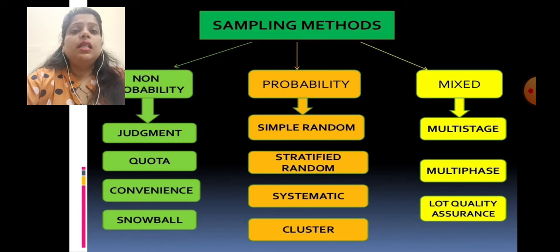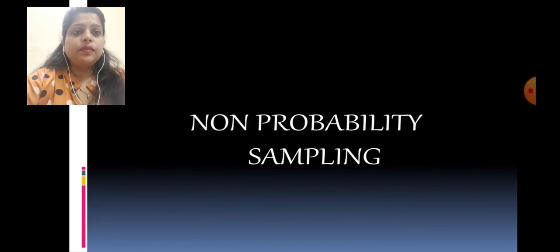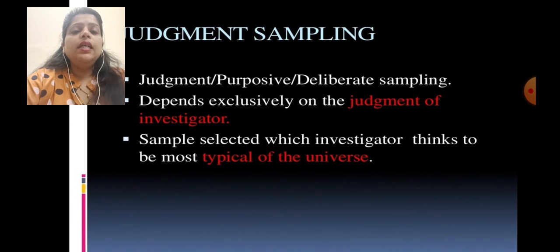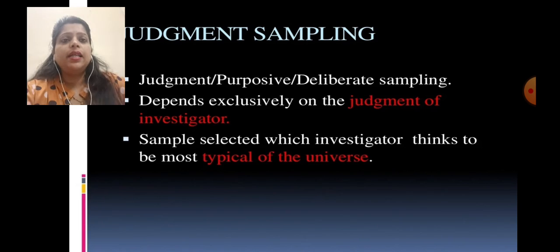Now dealing one by one with these. First comes non-probability sampling. In non-probability sampling, the first one is judgment sampling, which is also known as purposive or deliberate sampling. Judgment, purposive, deliberate sampling: these are all terms used for the same sampling technique, that is judgment sampling.